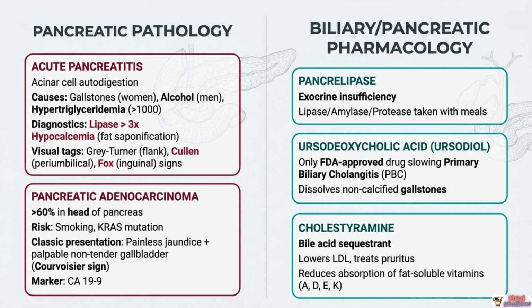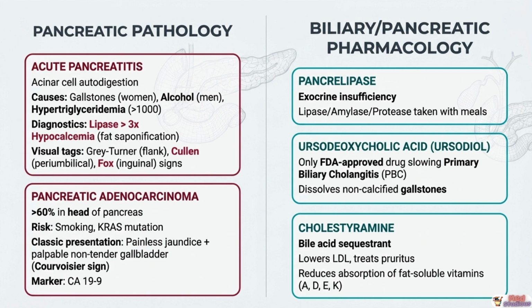because fat saponification consumes calcium in the process. Watch for the visual triad: Gray-Turner sign in the flanks, Cullen sign around the umbilicus, and the lesser-known Fox sign along the inguinal ligament, all signs of retroperitoneal hemorrhage.